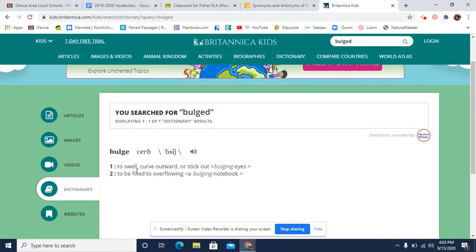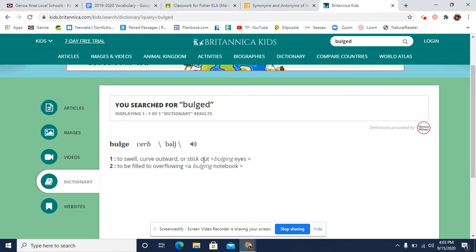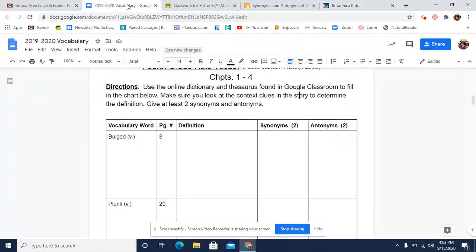and this is the verb. And we have to swell, curve outward, or stick out, as in bulging eyes, or to be filled to overflowing, a bulging notebook. Well, if it's the bulging cheeks, so that would fit to swell or curve outward or stick out. So you're going to go here and then you're going to type in here to swell or curve outward. Okay, that's it. That's the definition. That's all you have to do.